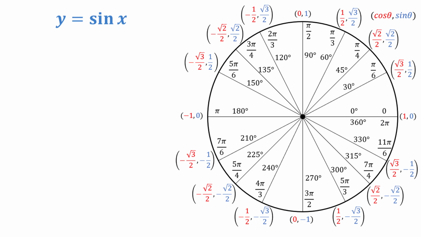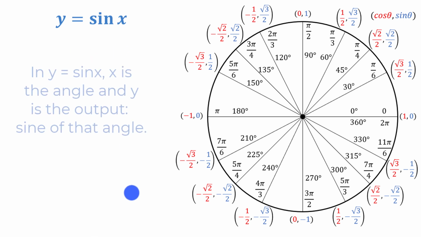We've talked about in the past how on a unit circle, the x-coordinate is cosine of theta and the y-coordinate is sine of theta. That's not what we're talking about here when we say that we're graphing y is equal to sine of x. X is actually the angle that you would be inputting into sine, like pi over 6 or pi over 4, etc.